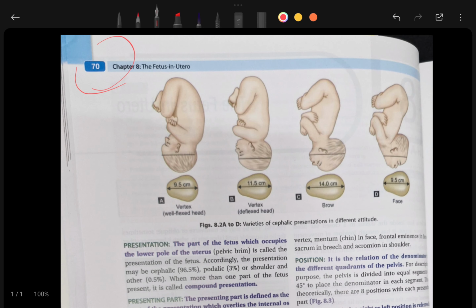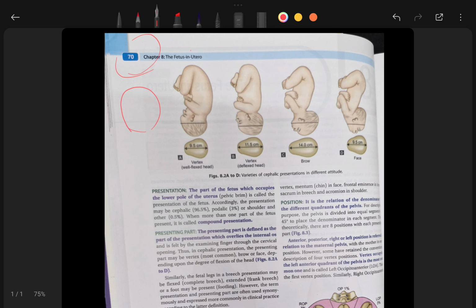Page 69, I have explained in my previous video. That is, I have explained the lie of the fetus: this is the uterus, this is the baby, the lie, the presenting part. Lie means you draw the long axis of the uterus and the axis of the fetus. If both are parallel then it is longitudinal, if both are at 90 degrees then it is transverse. If it makes a little angle then it is an oblique lie.